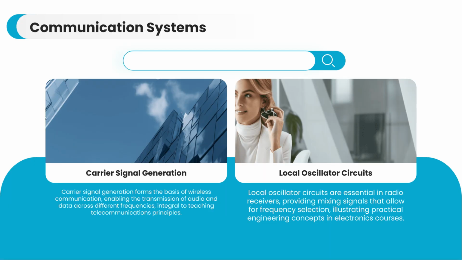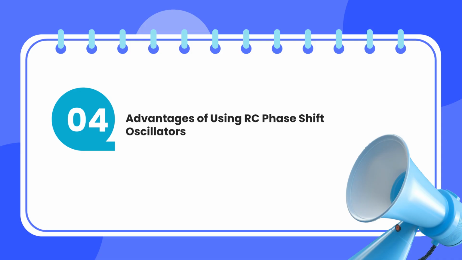In communication systems, they are utilized for carrier signal generation in wireless transmission and as local oscillator circuits in radio receivers. Let's review the advantages of using RC phase shift oscillators.